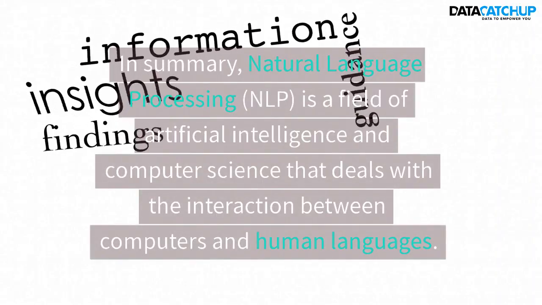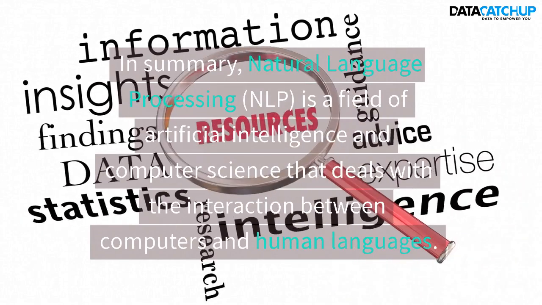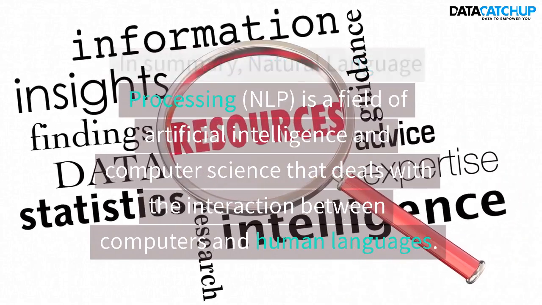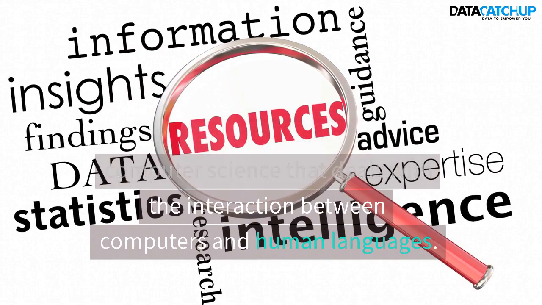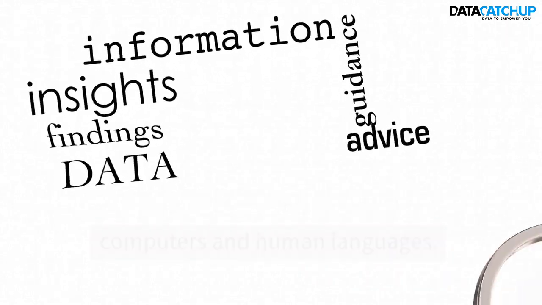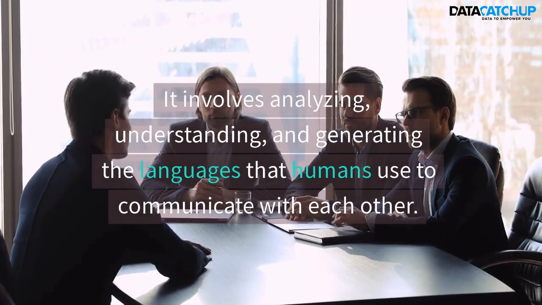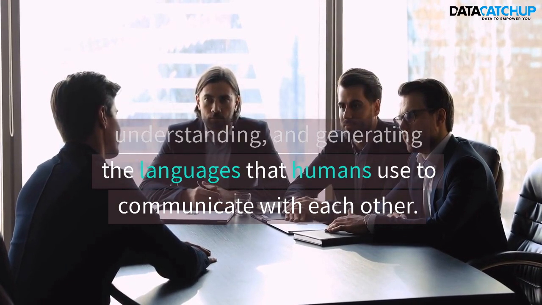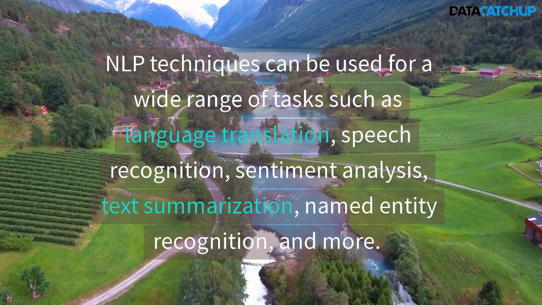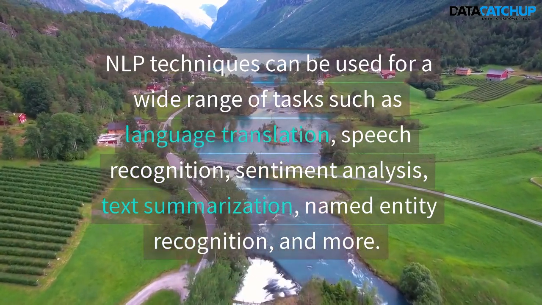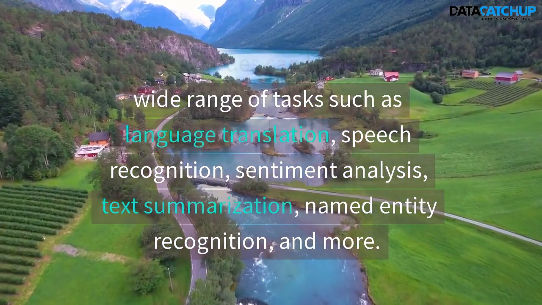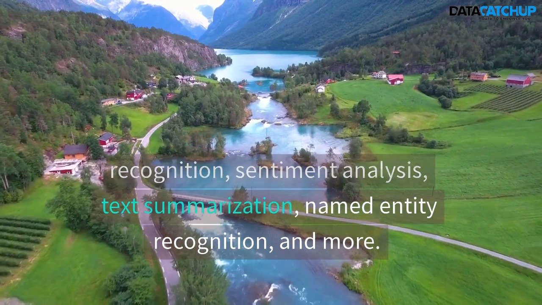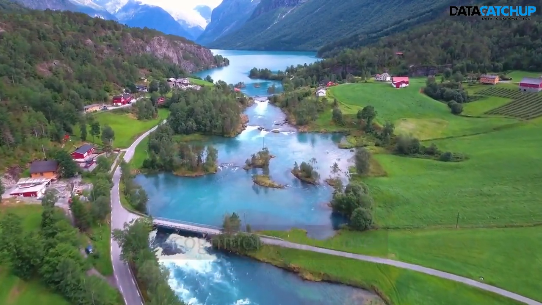In summary, natural language processing, NLP, is a field of artificial intelligence and computer science that deals with the interaction between computers and human languages. It involves analyzing, understanding, and generating the languages that humans use to communicate with each other. NLP techniques can be used for a wide range of tasks such as language translation, speech recognition, sentiment analysis, text summarization, named entity recognition, and more.